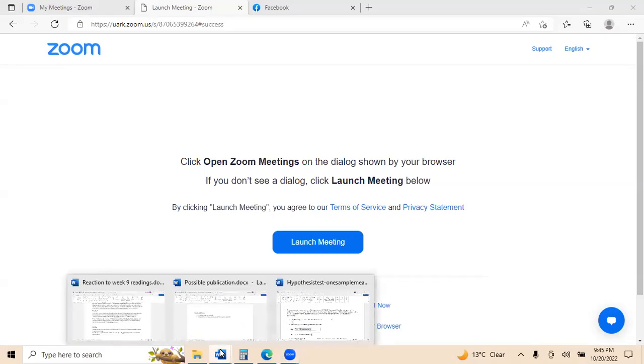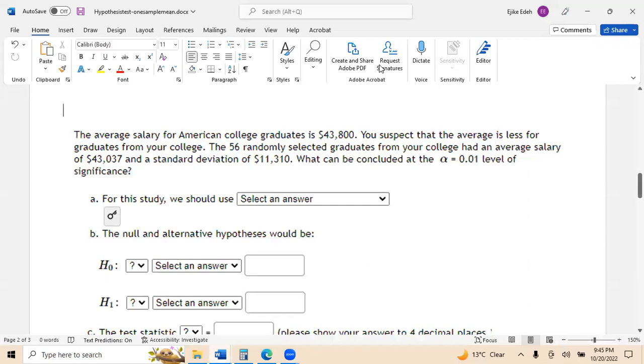Okay, so we're going to solve the second question now. Unlike the first one where we had the raw data, this is already simplified for us. In the first one, we had to calculate the sample mean and the sample standard deviation. But in this question, we already have those values. So over here, it says the average salary for an American college graduate was 43,800.